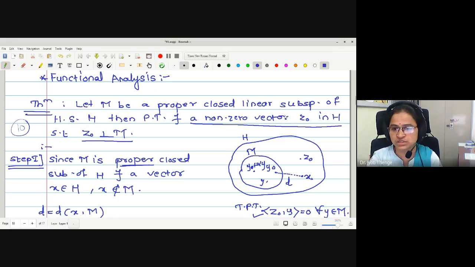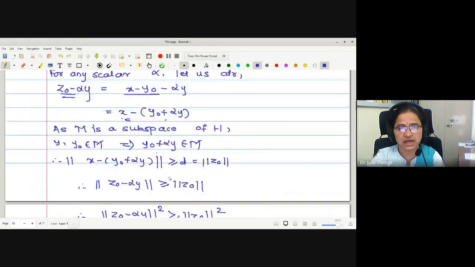A proper closed linear subspace. Therefore, if M is proper, there exists at least one Z naught in H which is not in M. Therefore, by using this fact, we have proved that this Z naught is orthogonal to M. This is the first theorem we have seen.